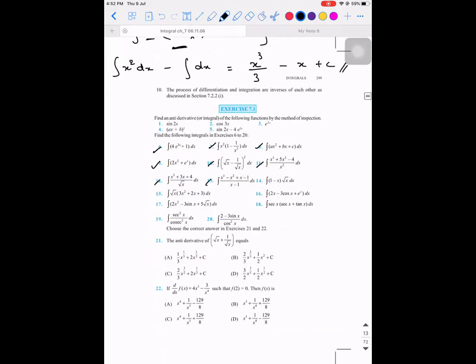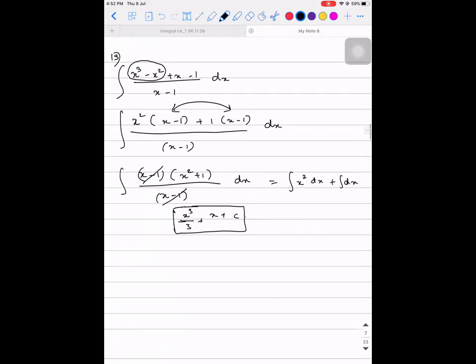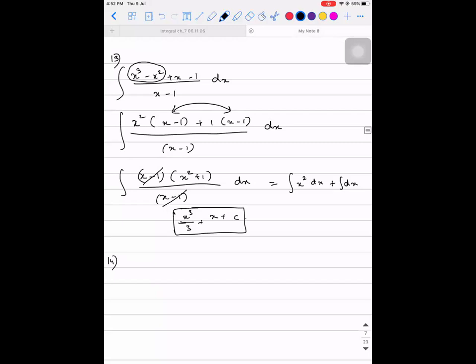So 13th, I hope it is clear. If anybody is copying, copy. If there is any doubt, let me know. So there is no doubt. Okay, we'll proceed to the next one.